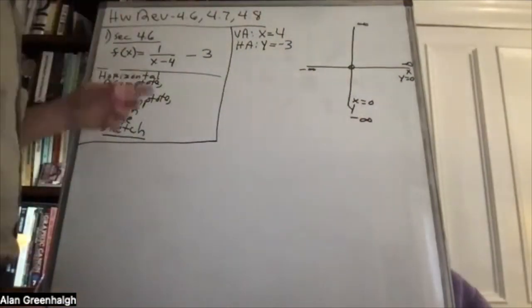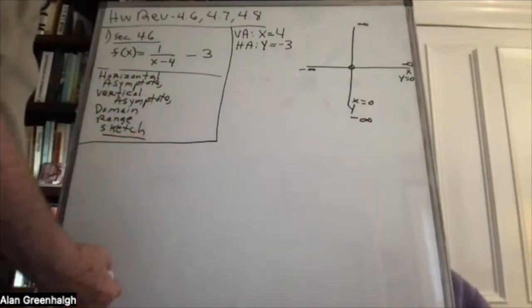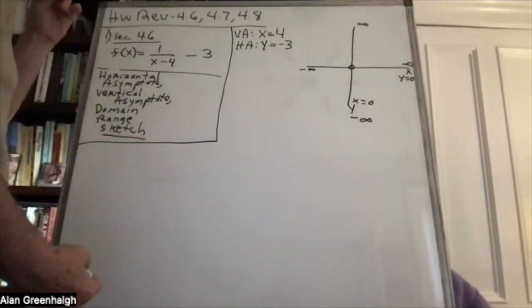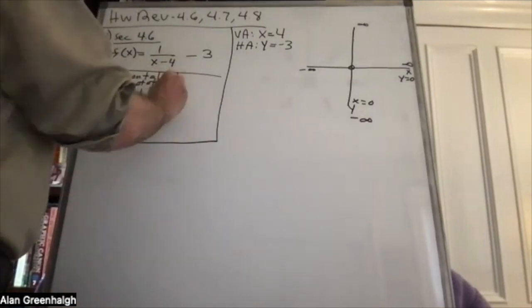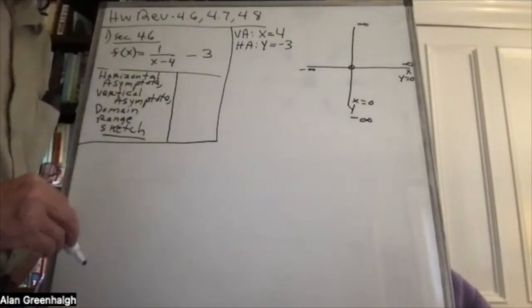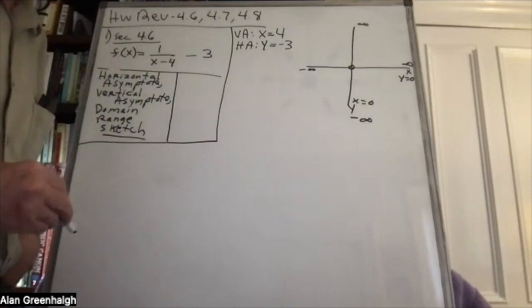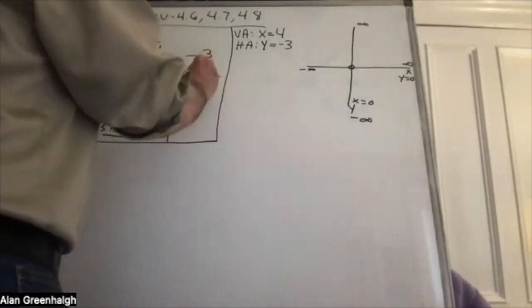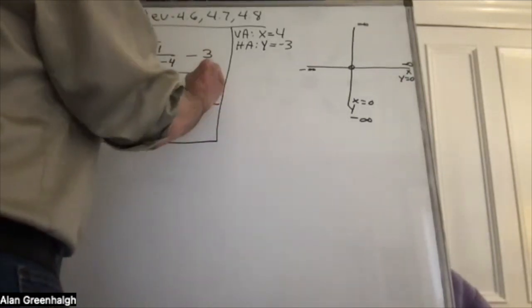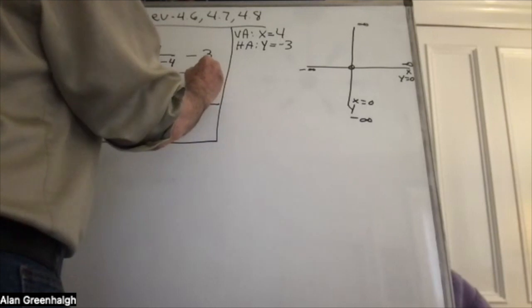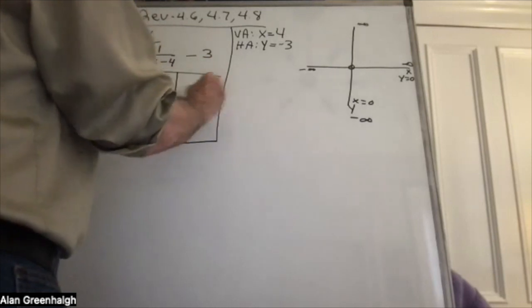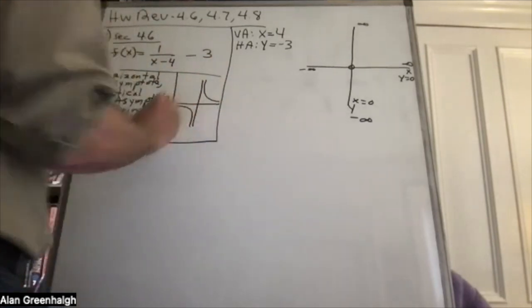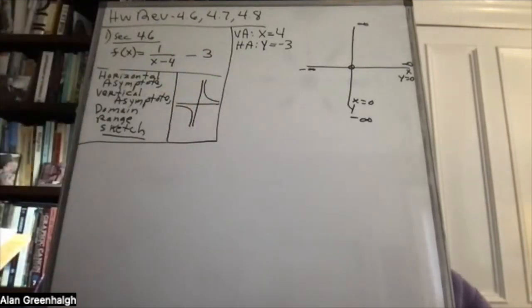So we know what the parent function looks like. Oh, I think the question actually says sketch the graph of the function. Does it say do the parent function? No, it says sketch the graph of the function. Well, I think it's helpful to do a parent function. So let's do that. All right. So that's what the parent function looks like.